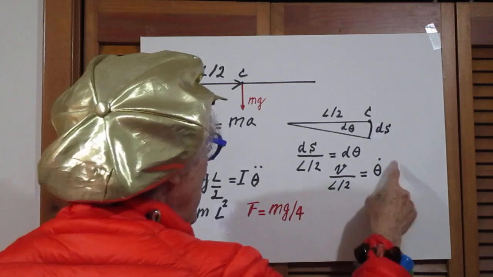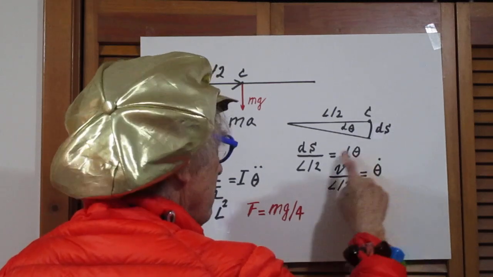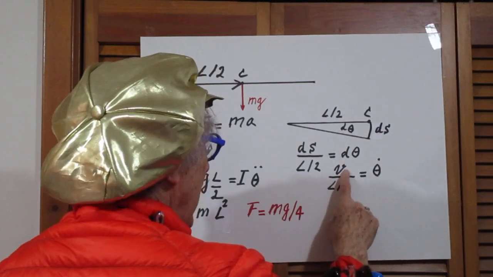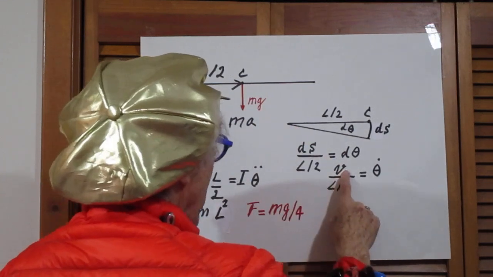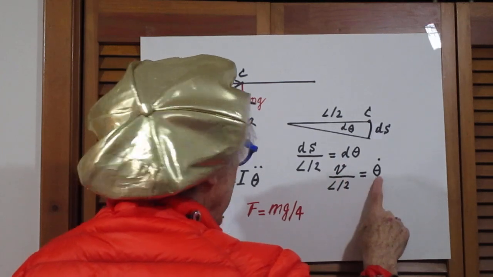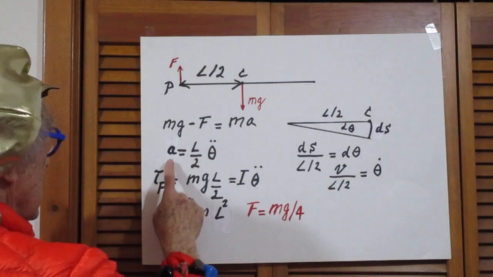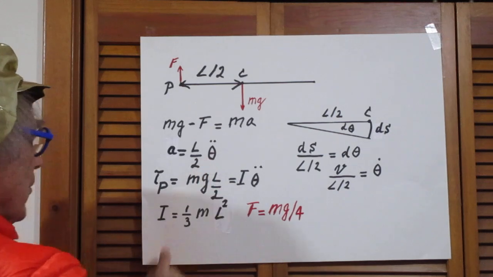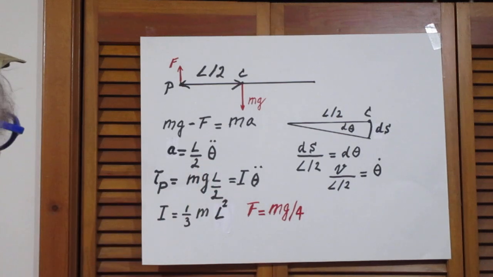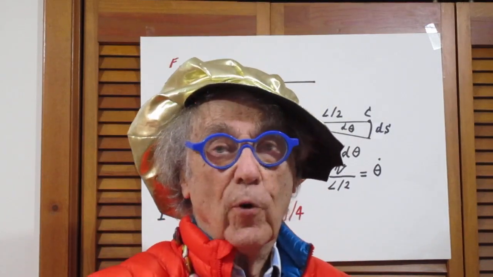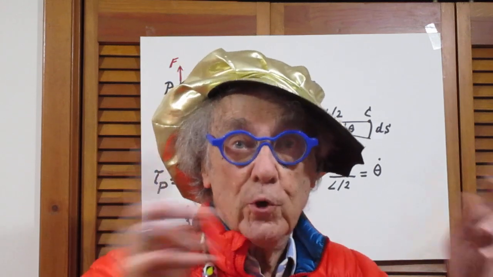Now I take again the derivative of this equation. The derivative of the velocity in time is of course the acceleration of the center of mass. So now we get a divided by L over 2 is theta double dot. Now we have what we've seen many times in problems for circular motions.